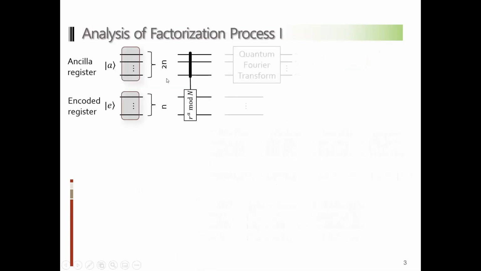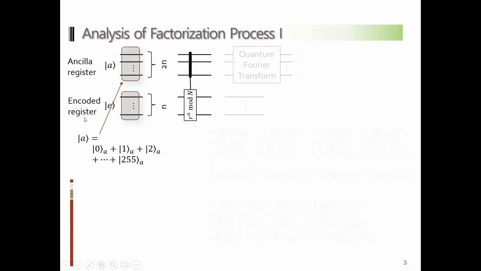So let's analyze in more detail. The first thing we need is the superposition of all the possible values: 0 plus 1 plus 2 plus up to 255. Do you remember how we can create this kind of superposition? You start with the initialization value of 0, and then you apply the Hadamard gate to each qubit. Then you will obtain the superposition of all the values within the range.